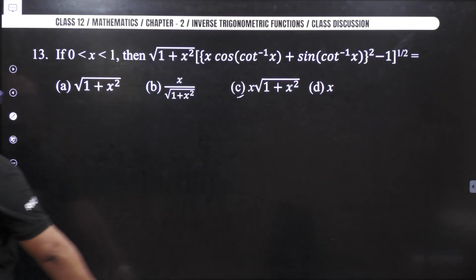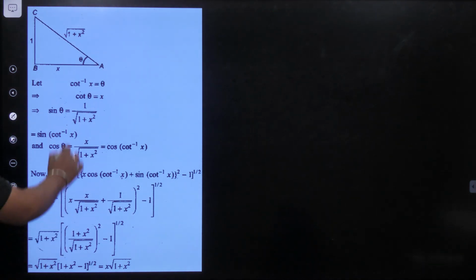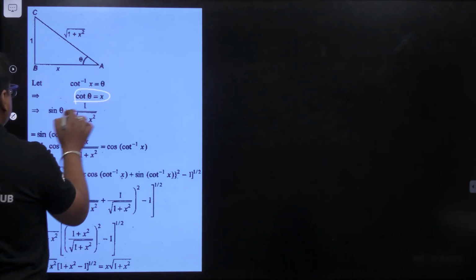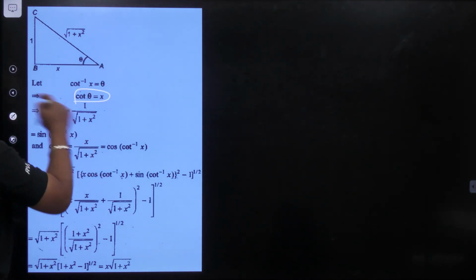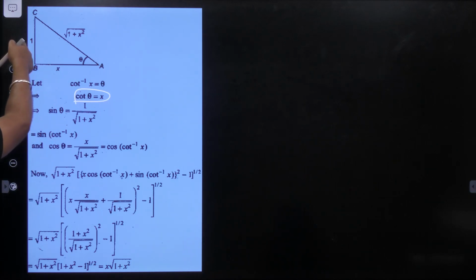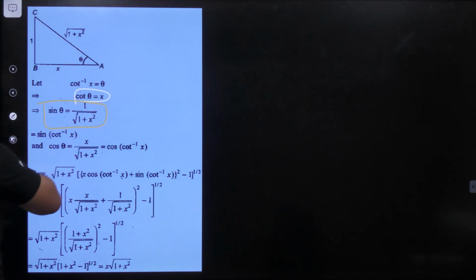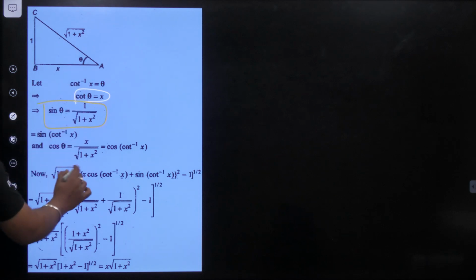Cot inverse of x equal to theta. Cot inverse of x equal to theta. So cot theta is equal to x. When cot theta is equal to x, adjacent divided by opposite, so the hypotenuse will be root of 1 plus x square. Sin theta will be 1 by root of 1 plus x square, and cos theta is x divided by root of 1 plus x square.